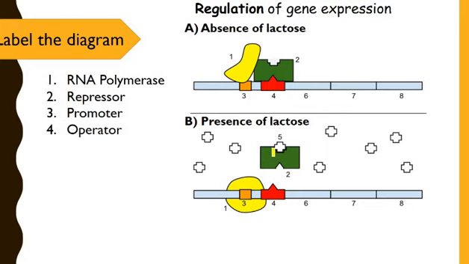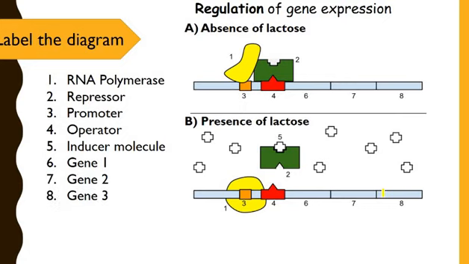But when the lactose is present, we can see that it can bind to the repressor protein and cause it to disassociate from the operator region. And that's what's happened here, which means that lactose is an inducer molecule. And then after that, we've just got the genes 1, 2, and 3, the 3 structural genes.